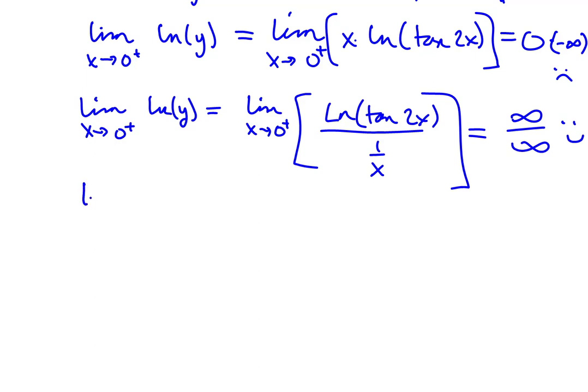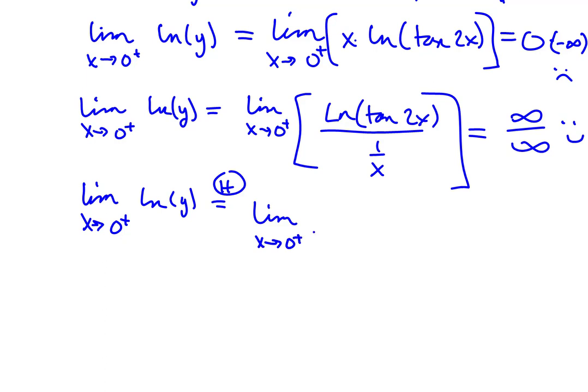We have the limit as x approaches 0 from the right. We still have ln of y on the left side, but now on the right side, this is where we're going to be taking L'Hopital's rule, so we do derivatives here, which means we have the limit as x approaches 0 from the right of, and then notice this numerator, it was natural log of tangent of 2x.